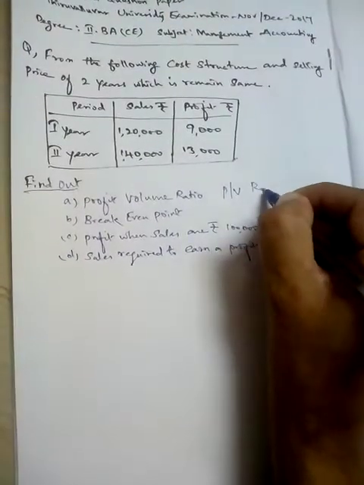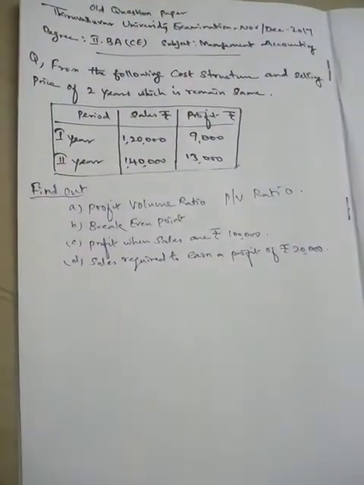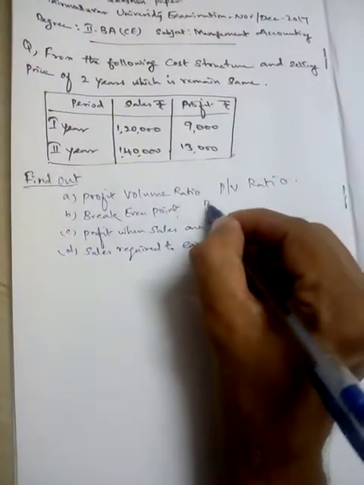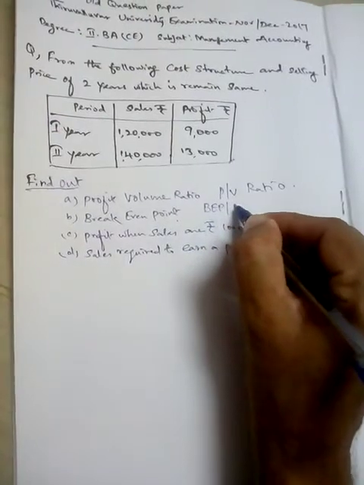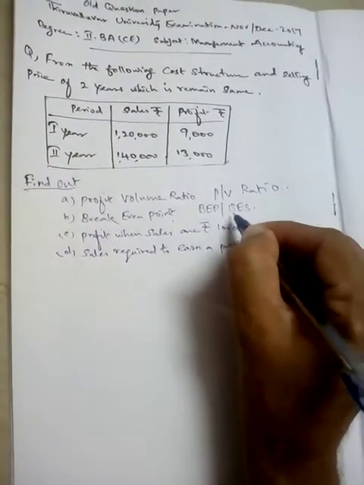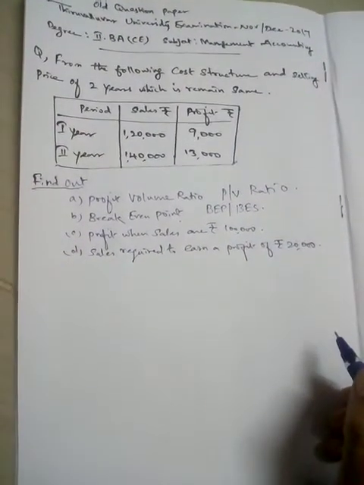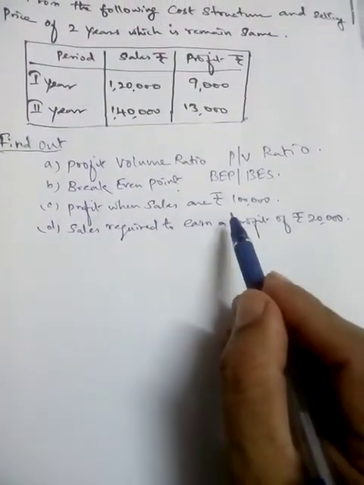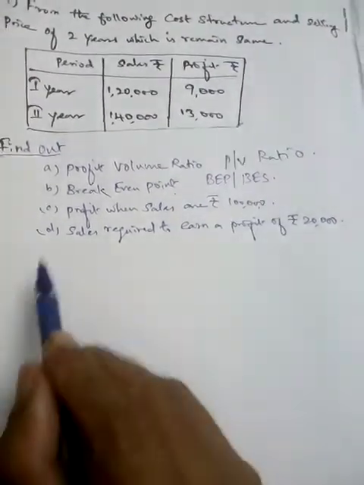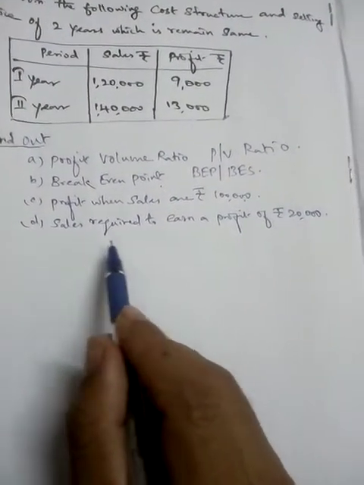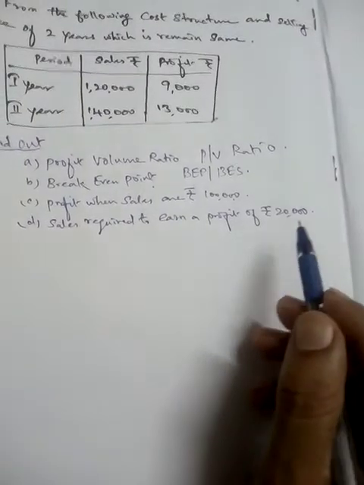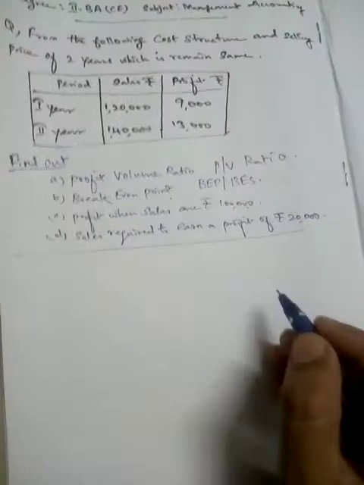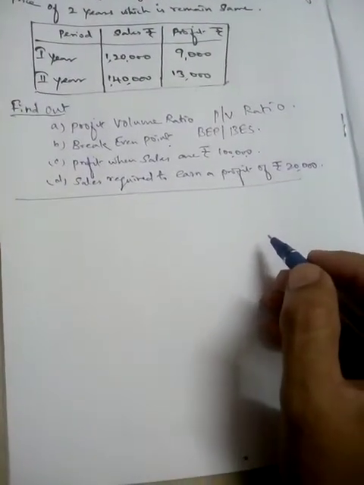that is, the PV ratio. Then the break even point, in short BEP or BES, that is break even sales. Next, the profit when sales are rupees 1 lakh, and the last one asks the sales required to earn a profit of 20,000. So this is the question. Now we go to the solution part.